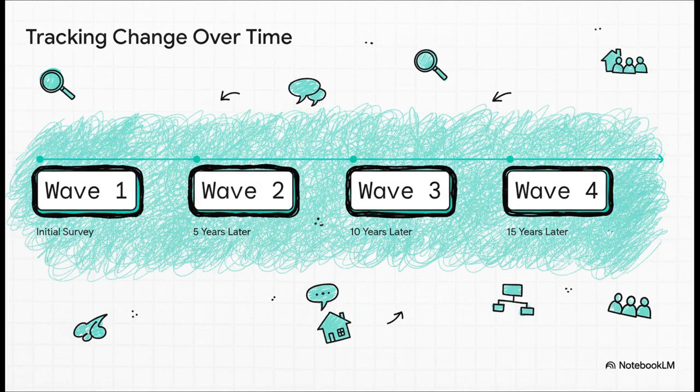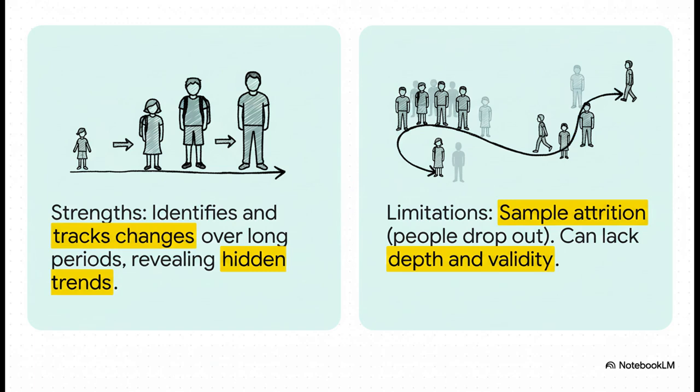And they do this in what they call waves. So you have wave 1, the first survey. Then, 5 years later, you go back to those same people for wave 2. Then 10 years later, wave 3, and so on. See? You're not just taking a static photo, you're creating a movie. The power of this is incredible. You get to see the movie, not just the snapshot.